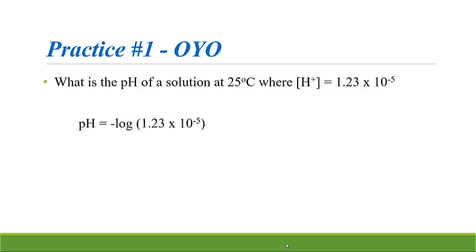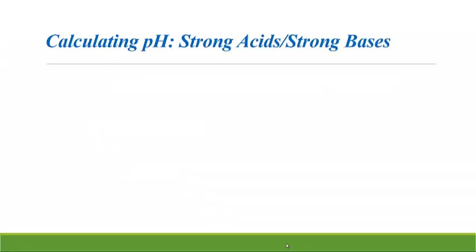Okay, so we're going to hit pH is equal to negative log of 1.23 times 10 to the negative 5th. Okay, you should get a pH of 4.910. So hopefully that's pretty easy for you. If you're having problems, once again, come see me.